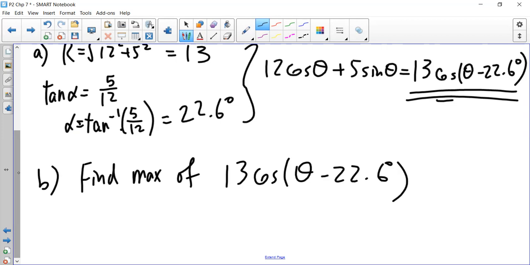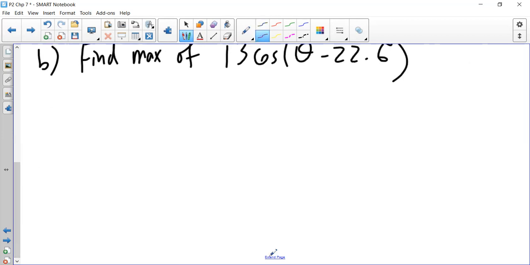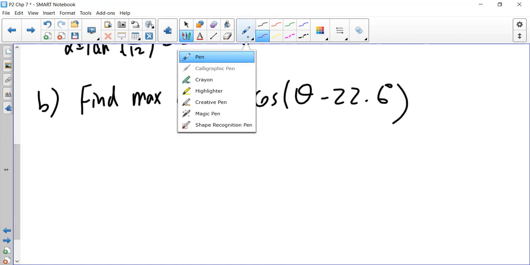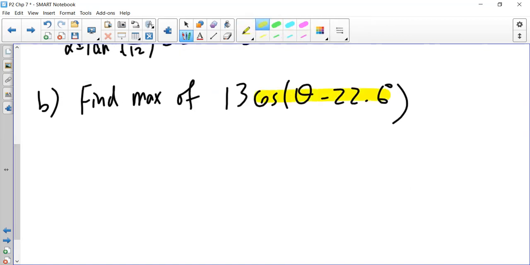Why is there maximum, minimum? Why is there a range of answers? Because if you have a highlighter, do it with me, right? Because of this cos theta minus 22.6 degrees. Highlight just the cos in the bracket, not the 13, okay? This highlighted value has a range of answers from -1 to 1.